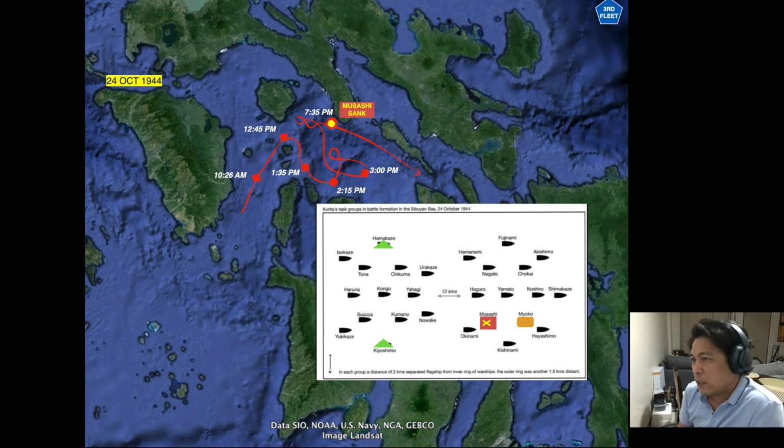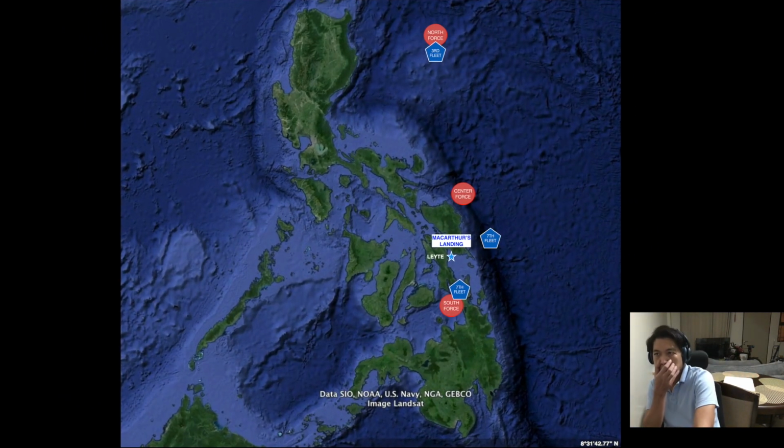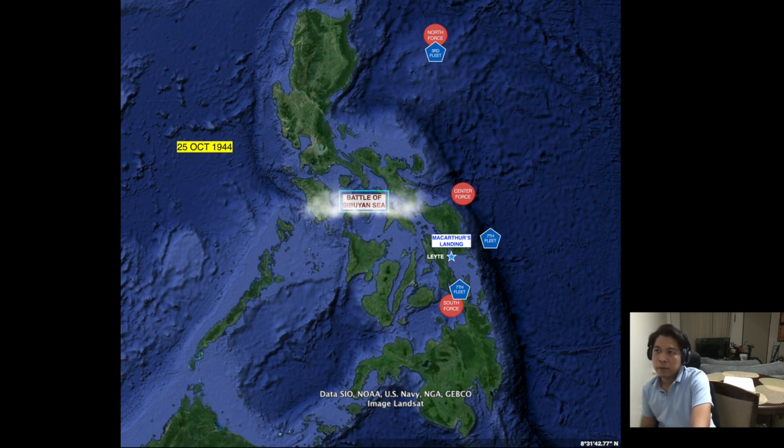And while the Third Fleet was streaming north at full speed, Admiral Kurita and the Center Force traversed San Bernardino Strait at past midnight. This is already the early hours of October 25, with its fleet fairly intact. And with this, the Battle of Sibuyan Sea came to a close. So, before daybreak of October 25, the Battle of Sibuyan Sea was over.